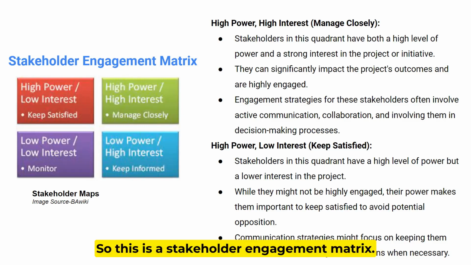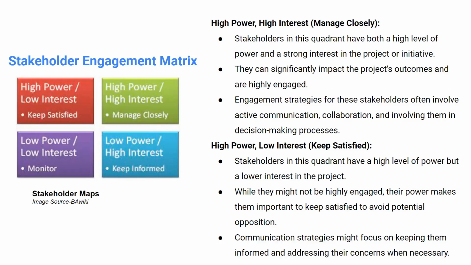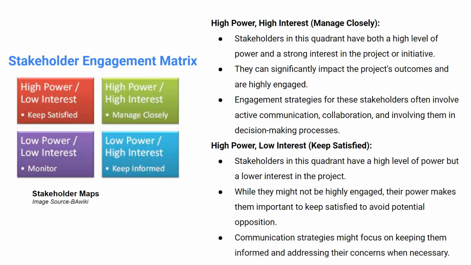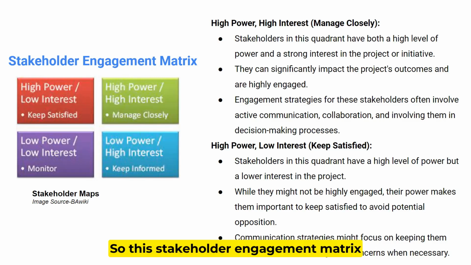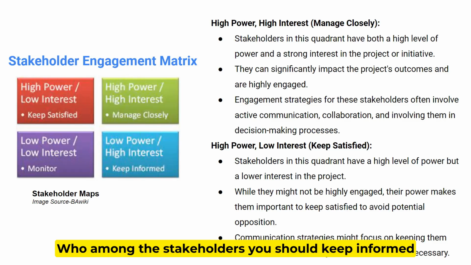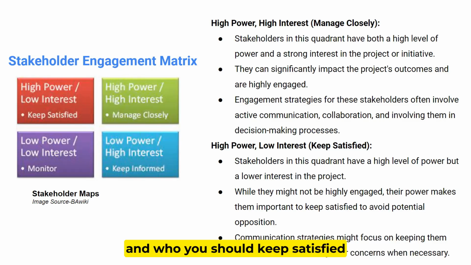So this is a stakeholder engagement matrix. You can see that we have 4 quadrants, just like the power grid matrix, the interest power grid. So this stakeholder engagement matrix will let you understand who you should manage closely, who you should monitor, who among the stakeholders you should keep informed, and who you should keep satisfied. Now let's look at this.